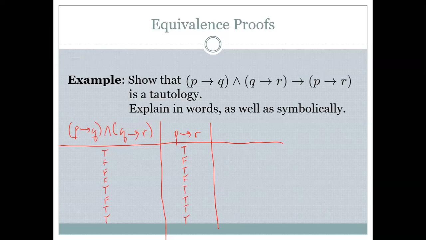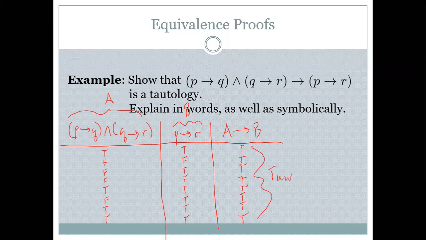So just for ease of writing this down, I'm going to call this A, and I'm going to call this B. So we want to look at A implies B. Yeah? So what about A implies B? What's the first thing? True. False implies false, true. False implies true. Anytime I see the first thing's false, it's automatically true. And then it's true, false, true, true, true. Therefore, what is this? It's a tautology.